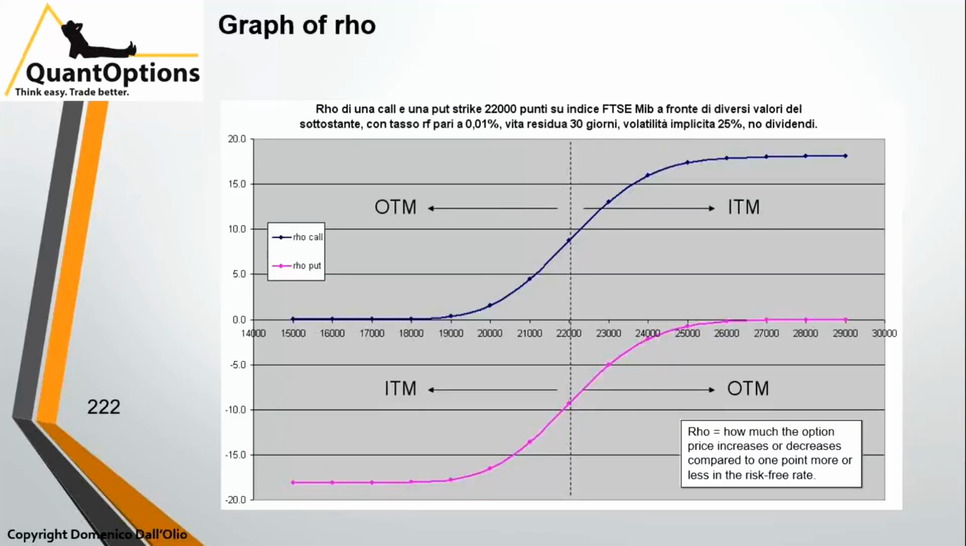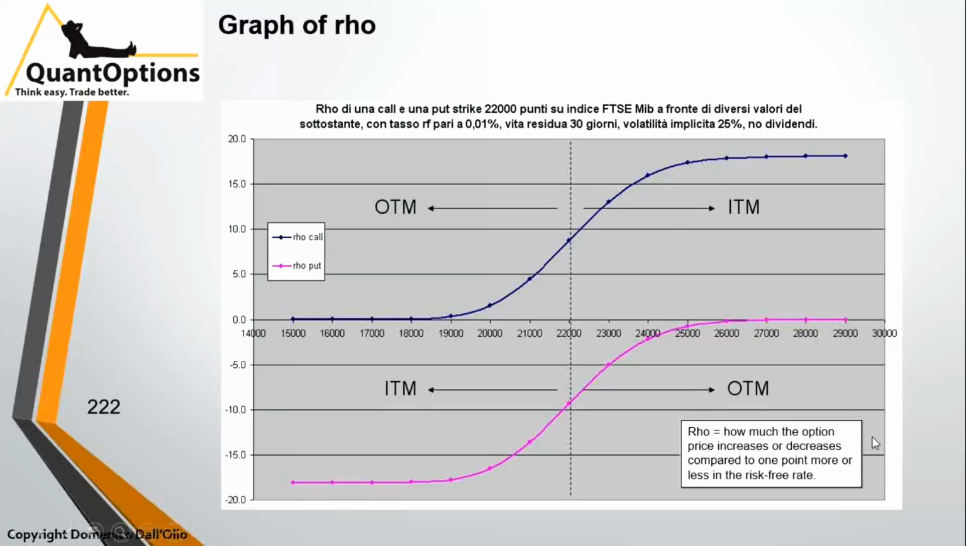Next slide. This is the rho of a call and a put, strike 22,000 points on the FTSE MIB index, in front of different values of the underlying, risk-free interest rate 0.01%, residual life 30 days, implied volatility 25%, no dividends. The rho is how much the option price increases or decreases compared to 1 point more or less in the risk-free rate.